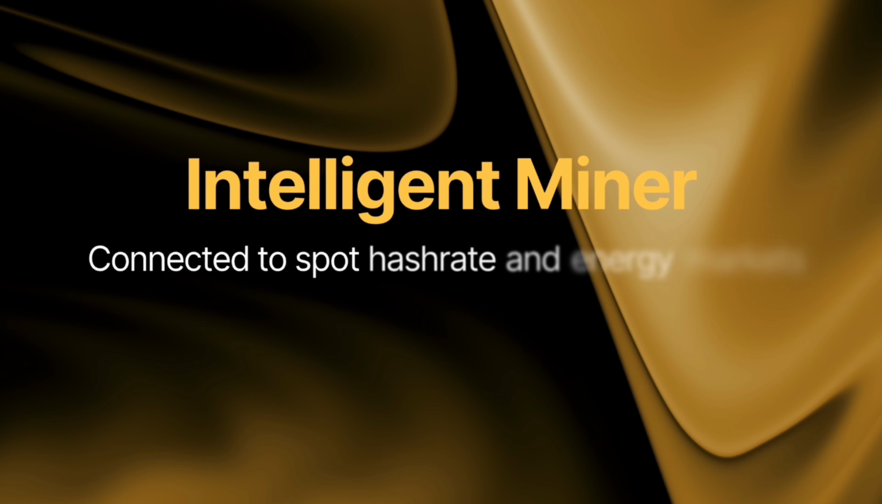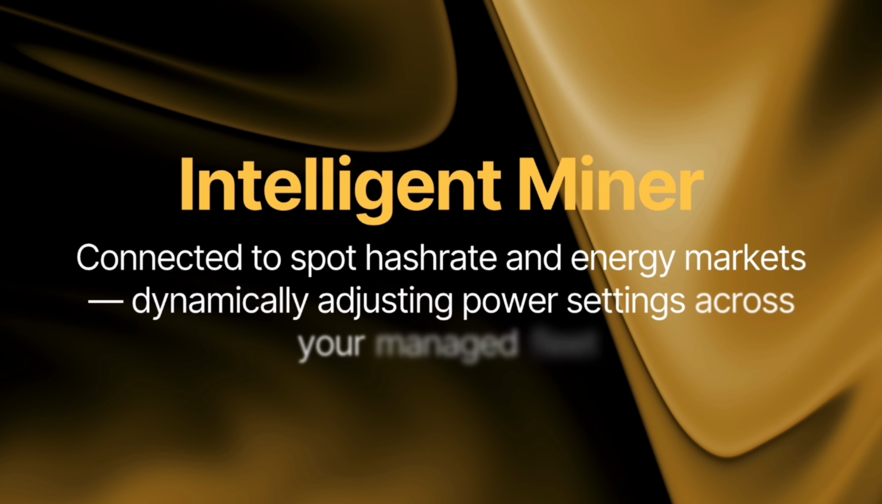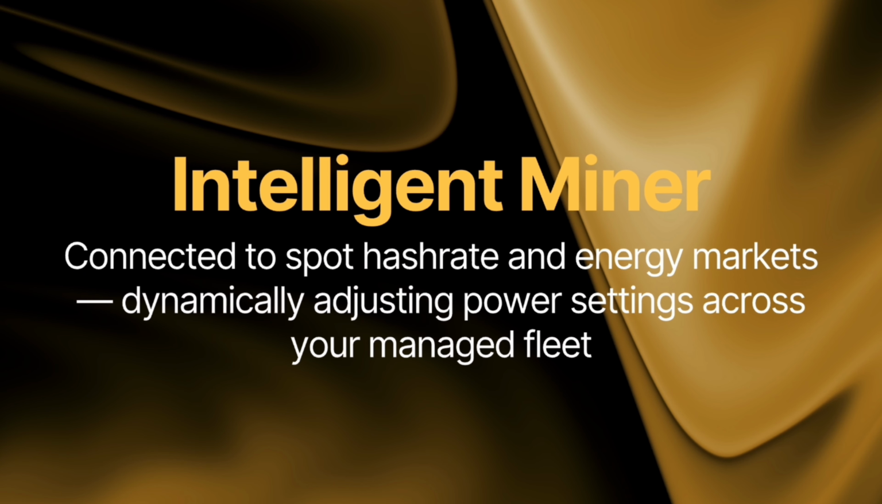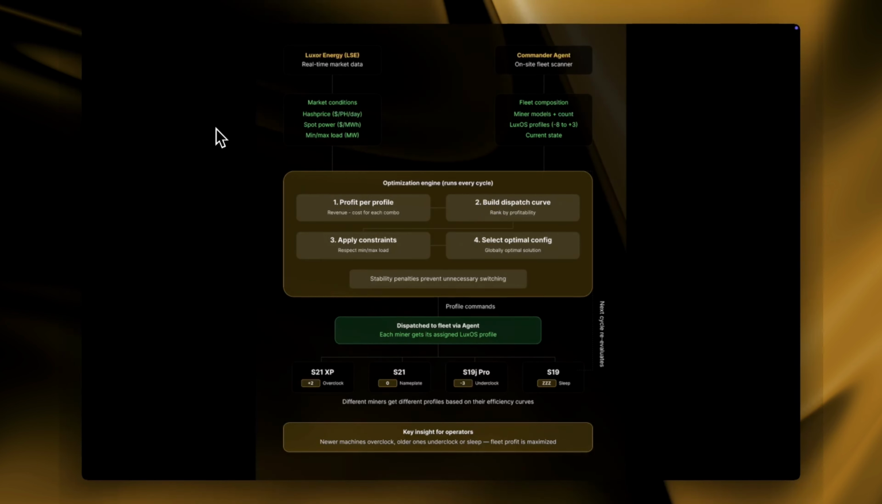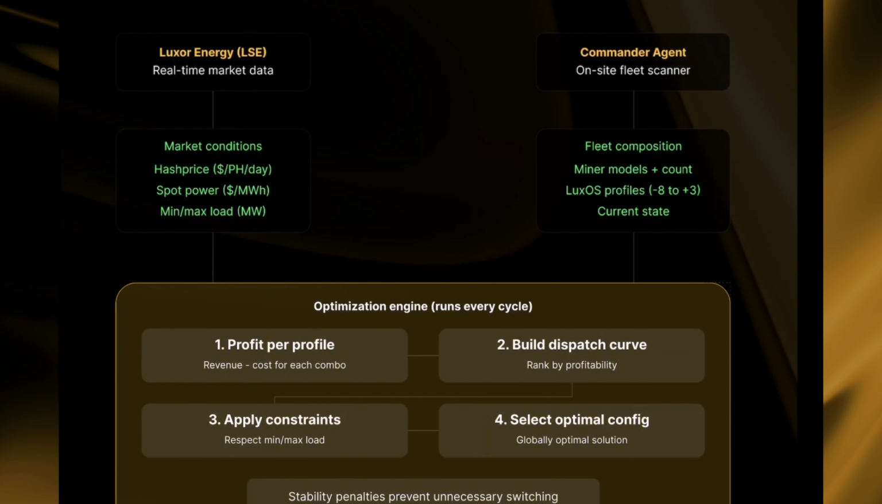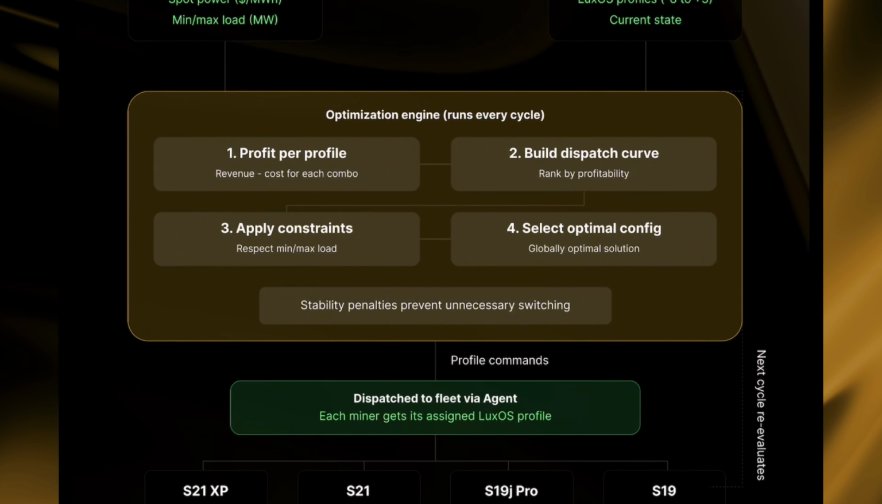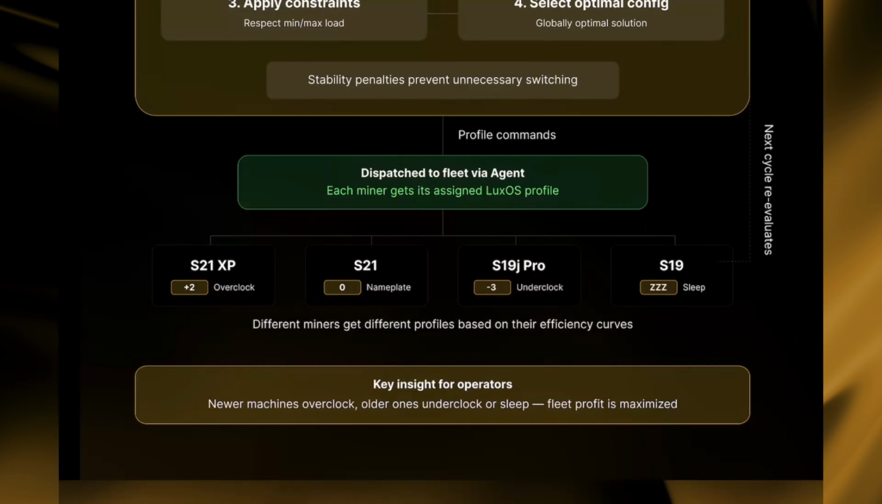Intelligent Miner is one of the most important features in Commander. It puts your fleet on autopilot. Every 5 minutes, the algorithm runs and makes decisions based on current market conditions. What is the hash price right now? What is the power price? What are the power constraints for this site, including any ancillary service commitments? Based on those inputs, it adjusts power settings across your managed miners automatically.